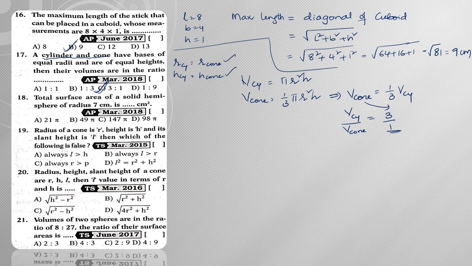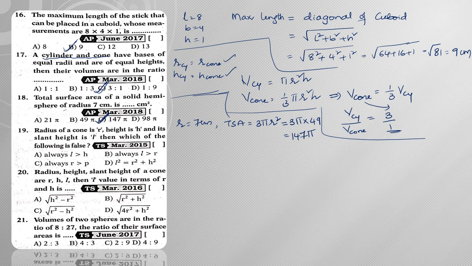Next, the total surface area of a solid hemisphere is. So here the radius is 7 centimeters. And what is he asking? Total surface area. What is the total surface area of a hemisphere? It is nothing but 3 pi r square. Here in the options you can see that pi is available. So we can write 3 into pi into r square, which is 49. 3 sevens are 21, 3 fours are 12, so hence it is 147 pi. Hence option C will be my answer.